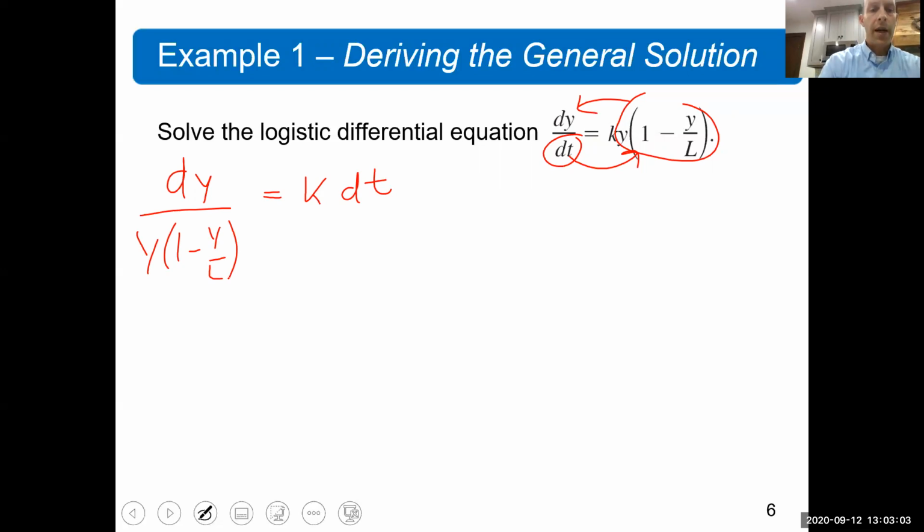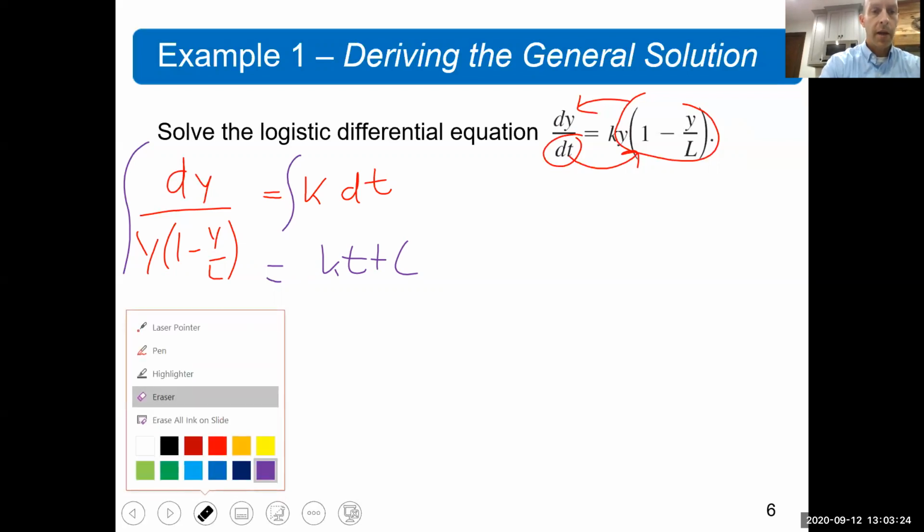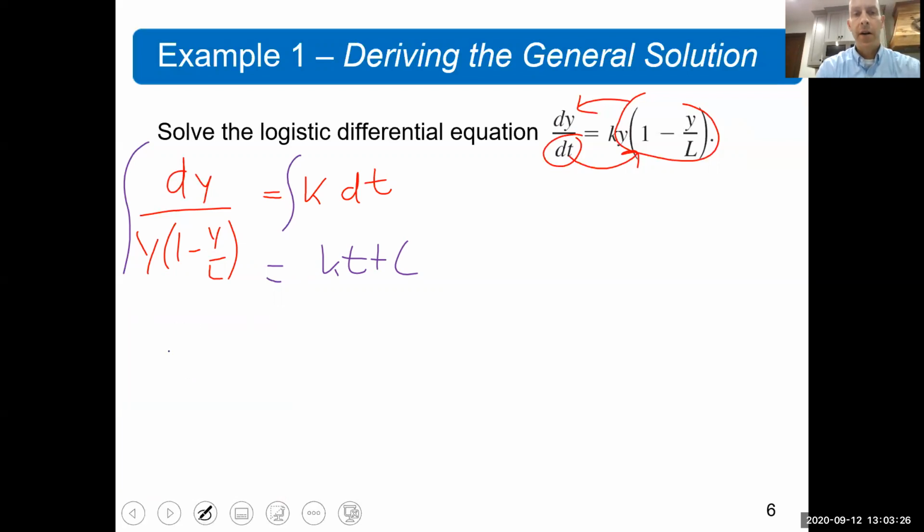Now we would like to integrate. The right-hand side is very easy to integrate. If we integrate it, we're going to get kt plus c. That's not a big issue. Let's see if I can erase just that little spot there. Good, there we go. The left-hand side, that integral is a little bit nastier.